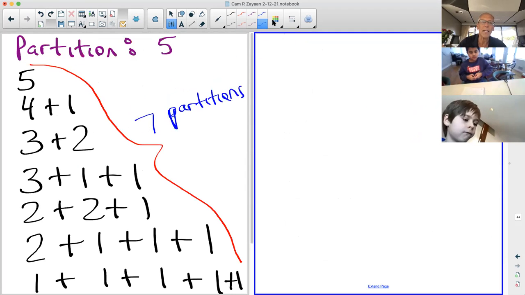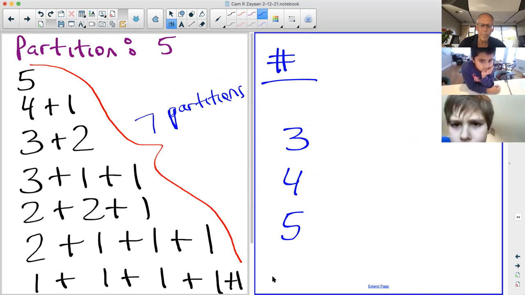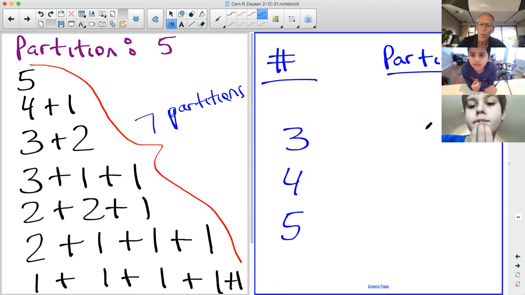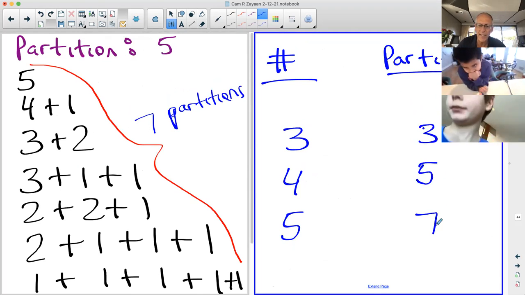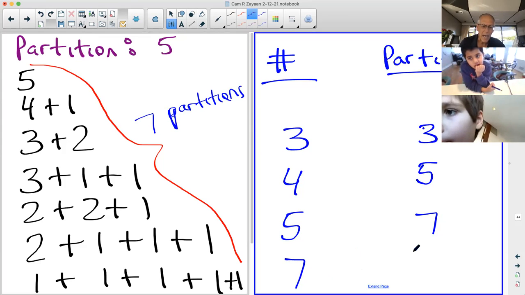Now, the beauty of this is if I take the number, now I'm going to write the numbers 3, 4, 5. Cam, I'm just going to mute you because there's a lot of noise in the background. And the number of partitions that you guys found were 3, 5, and 7. Can you boys please make an educated guess as to how many partitions the number 7 will have based on the pattern that you see? So Cam or Zayaan, you can share.